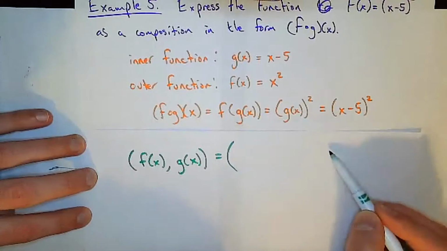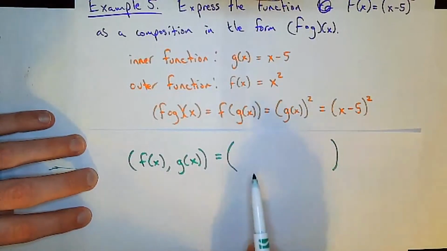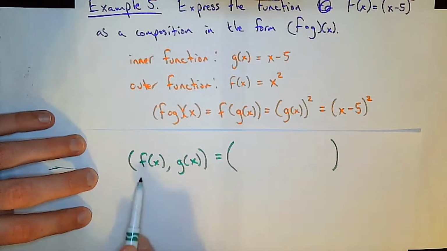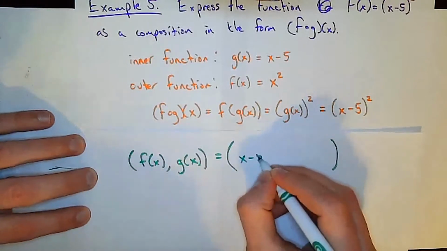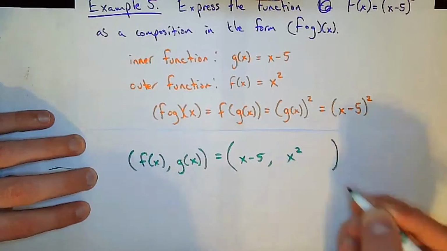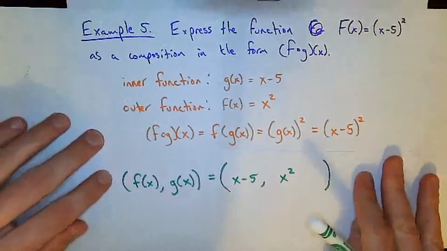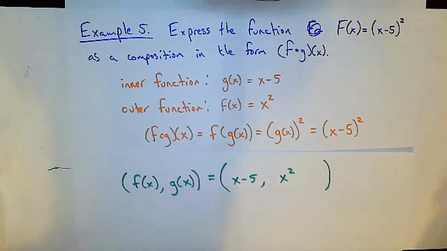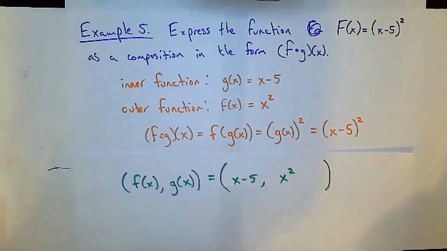They give you a box with parentheses like this, and they want you to plug in f and g in order, f then g, separated by commas. So you would say x minus 5 comma x squared. That's how you would input your answer. It's a little bit weird, but that's just how WebAssign wants you to plug in the answers here. Ideally, they should have asked for just two answer boxes, f and g, but whatever. That's how WebAssign wants it.